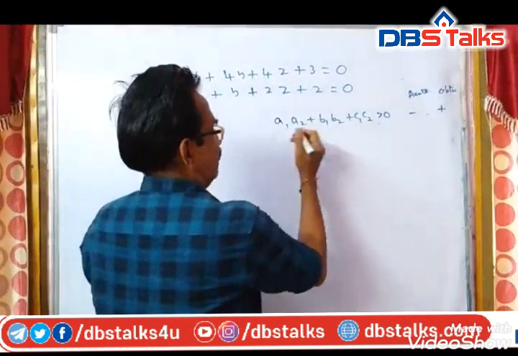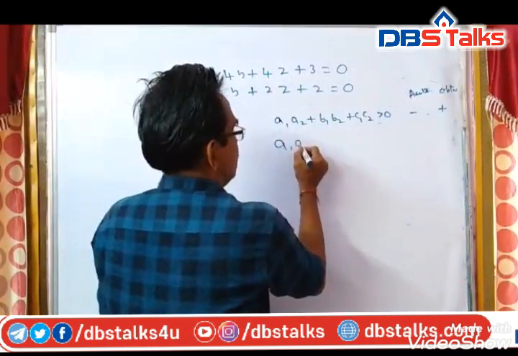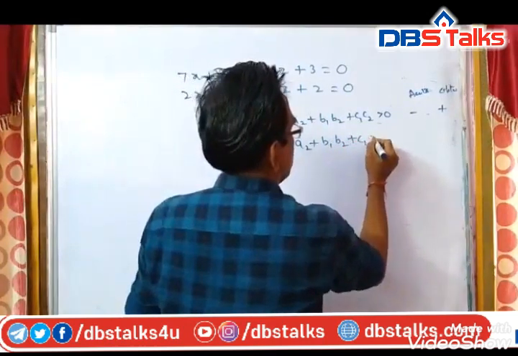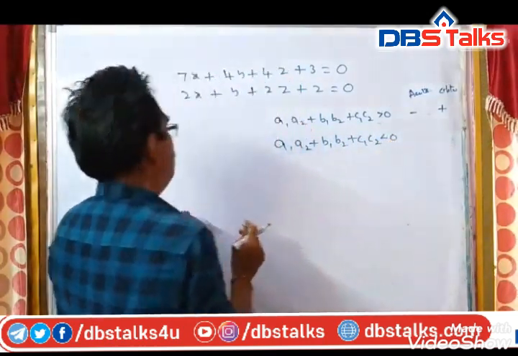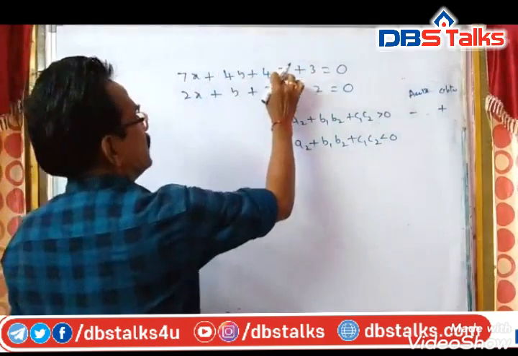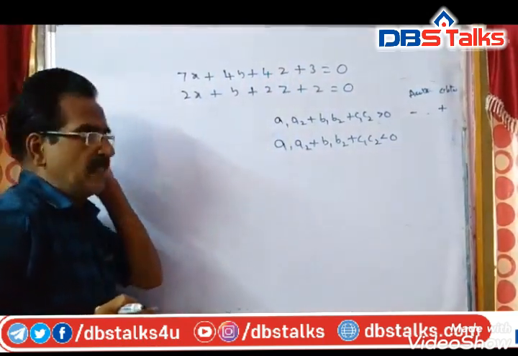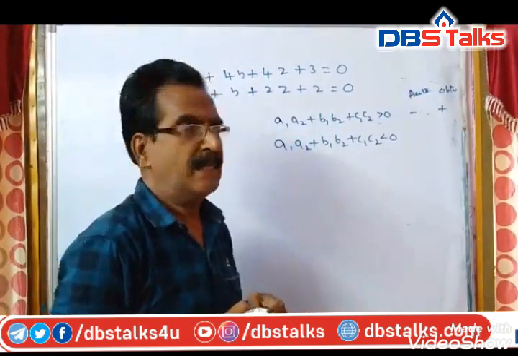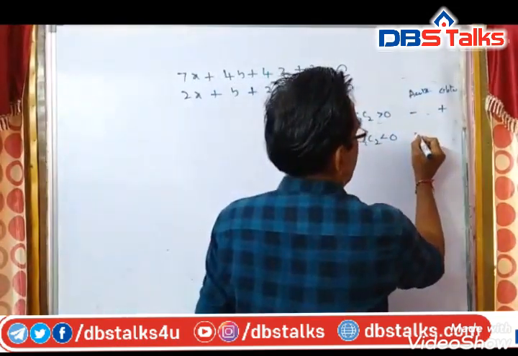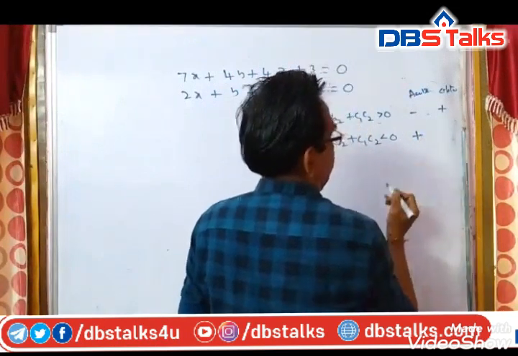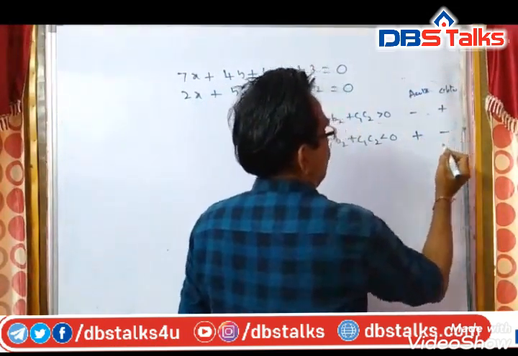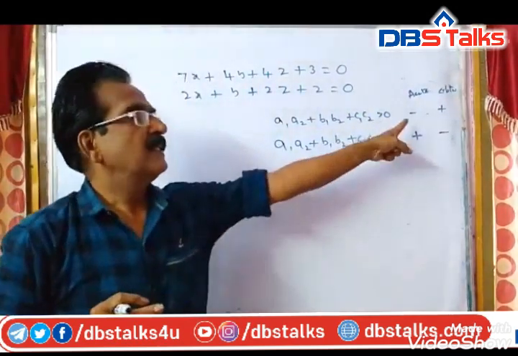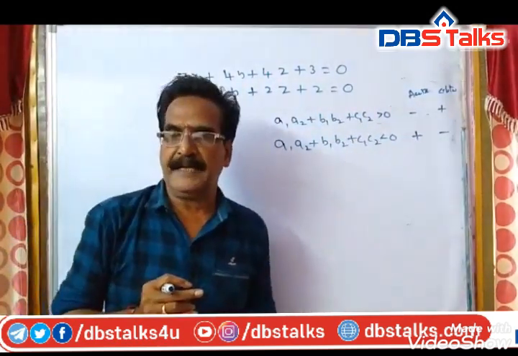The reverse is, if a1a2 + b1b2 + c1c2 is less than 0, then for the acute angle bisector we have to take plus, and for the obtuse angle bisector we have to take minus. This point you have to keep in mind.